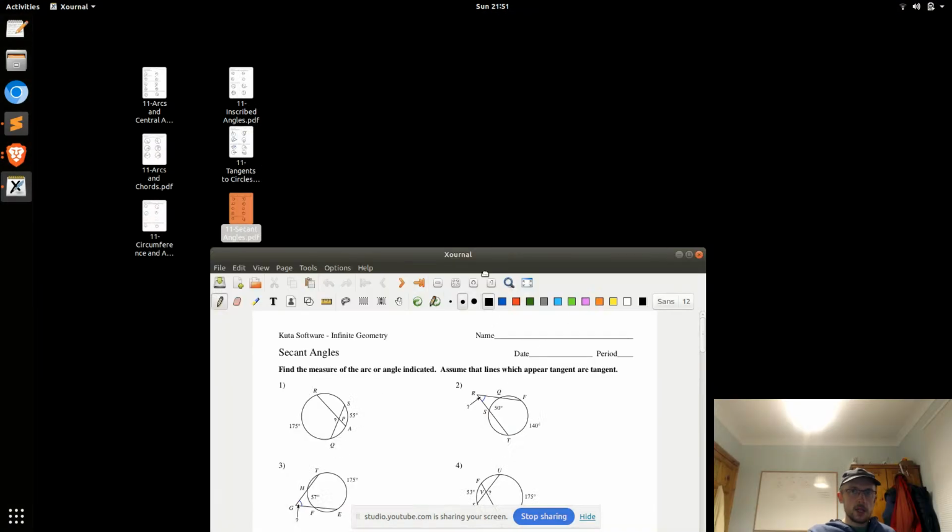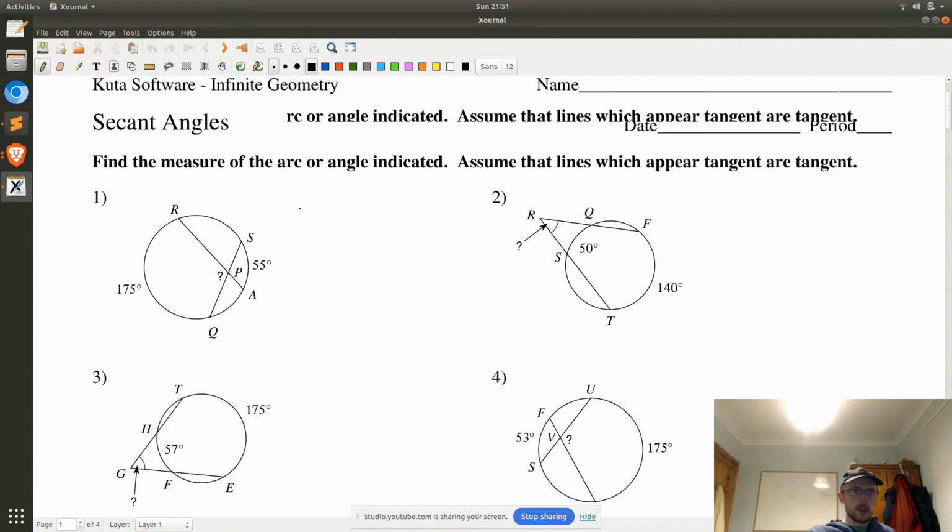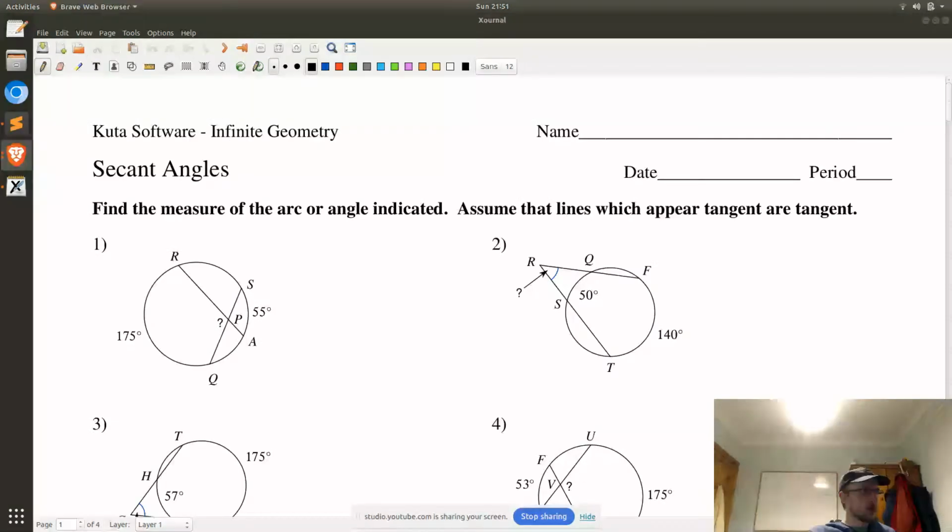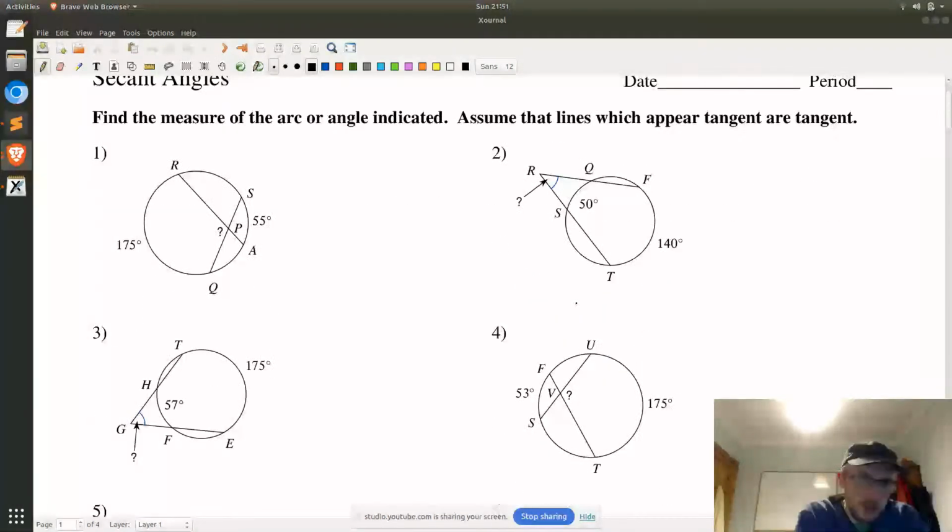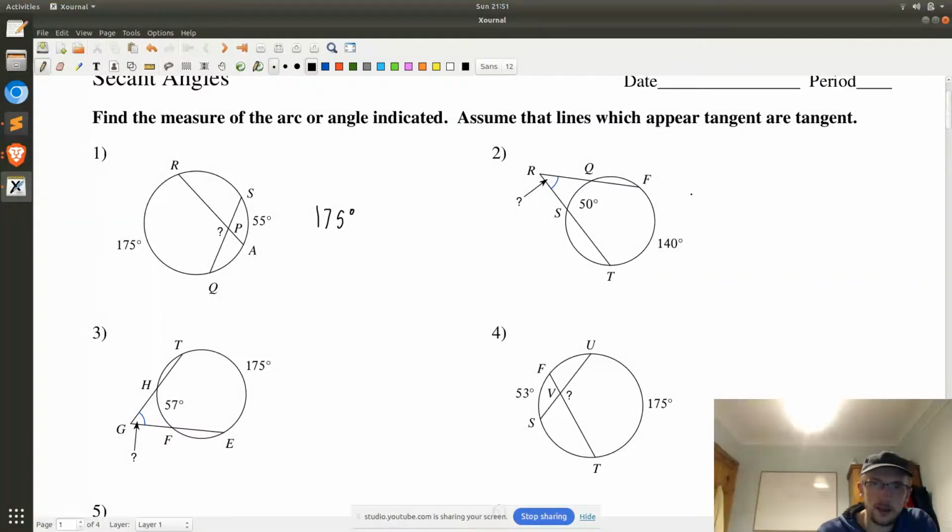Okay, it's not so easy for us anymore. We'll still try though. Find the measure of the arc or angle indicated. All right, how many of these we've got to do? 18. No, I'm probably going to be less talkative right now. Right, so that's 170 degrees.